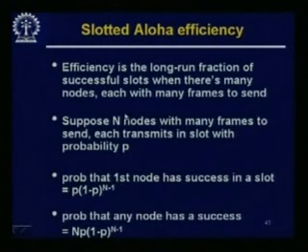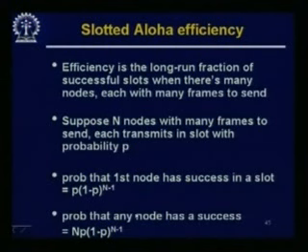Now what is the efficiency like? Efficiency is the long run fraction of successful slots when there are many nodes, each with many frames to send. Suppose n nodes with many frames to send, each transmit in slot with a probability p. So probability that first node has success in a slot is equal to p into (1 minus p) to the power n minus 1. So it is the probability p that that particular node sends, and it is the probability (1 minus p) that all the other n minus 1 do not send. So only then you will have a success.